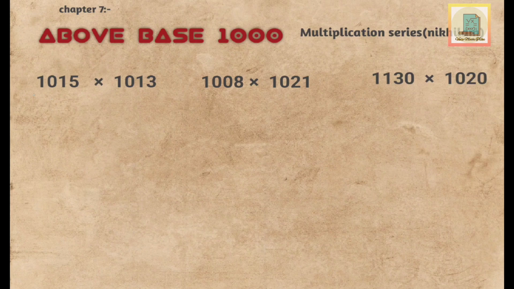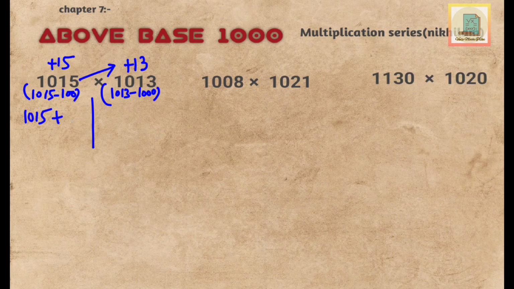Now here the question is 1015 multiplied by 1013. So first of all we'll take the deviations. So 1015 minus 1000 gives you plus 15 as deviation, and 1013 minus 1000 gives you plus 13 as deviation. Now make a partition. In the first partition, first number plus the second deviation, which is 1015 plus 13, and in the second partition multiply the deviations, where we got 15 multiplied by 13. So in the first partition we get 1028.